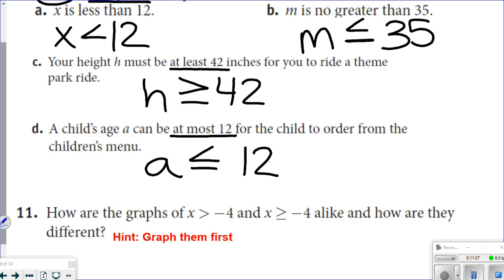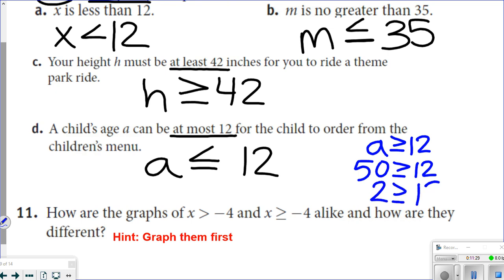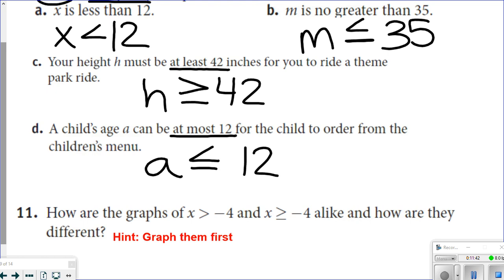So let's think about that. If you accidentally wrote age is greater than or equal to 12, you're saying somebody who's 50 years old could eat from the kids menu. Yes, 50 is greater than or equal to 12, but that doesn't make sense. So a 2-year-old is not greater than or equal to 12, so they couldn't eat from the kids menu. So this is backwards. Make sure you have the correct inequality symbol. A is less than or equal to 12.